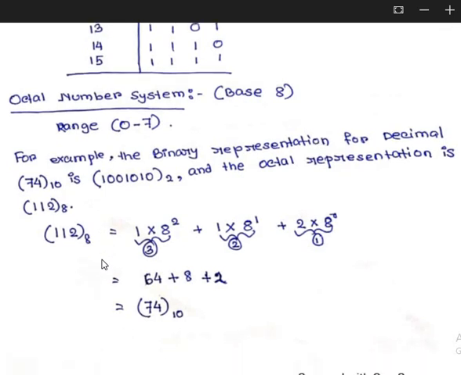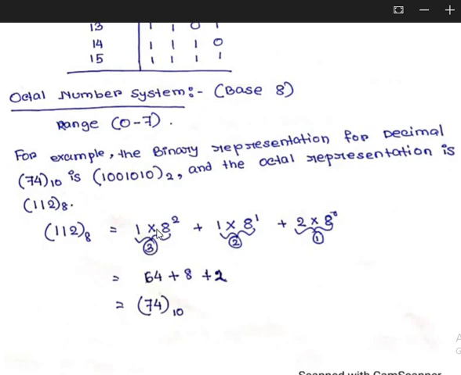Now what I have to do, I just have to find out the value. Now 8 square means 64. 64 multiplied with 1 will give you 64. Now 8 to the power 1 means 8, and multiplying it with 1 will give you 8, and 8 to the power 0 means 1, and multiplying it with 2 will give you 2. Now just add the numbers, you will get 74.